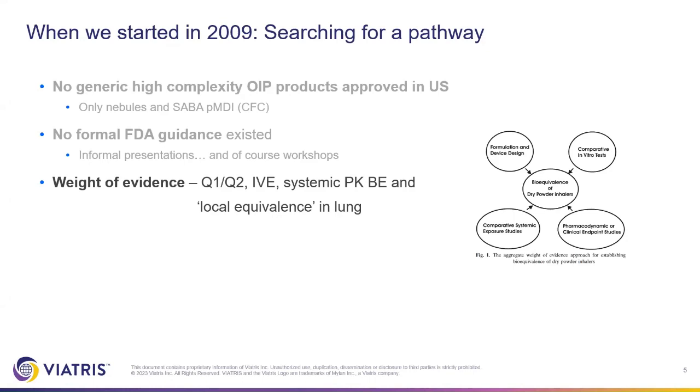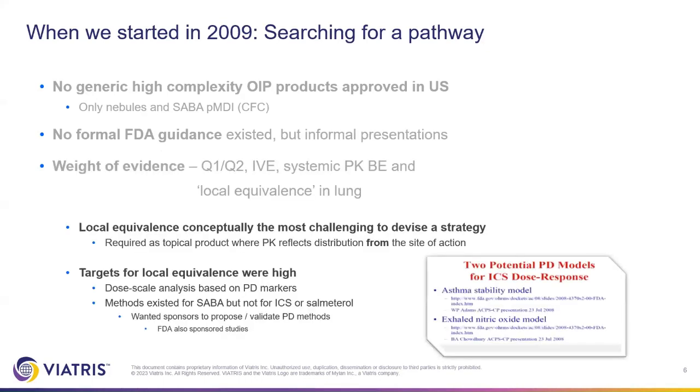So we knew the general way that the agency were moving here, but we didn't know any of the detail of it. Local equivalence to me was always the scariest thing. How were we going to determine local equivalence within the lung? And conceptually, I found this the most challenging part of defining a strategy.